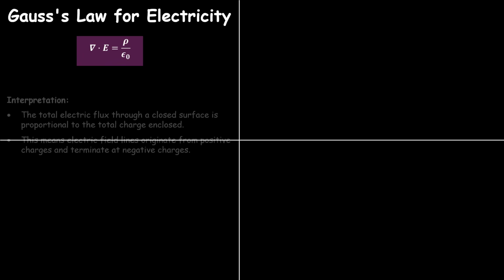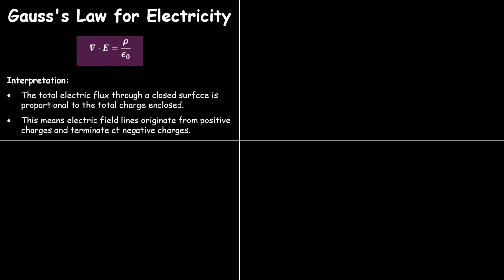So going into the details, what are these different equations? The first is Gauss's law for electricity, which says the total electric flux through a closed surface is proportional to the total charge enclosed by that surface. This means that the electric field lines originate from positive charges and terminate at negative charges.